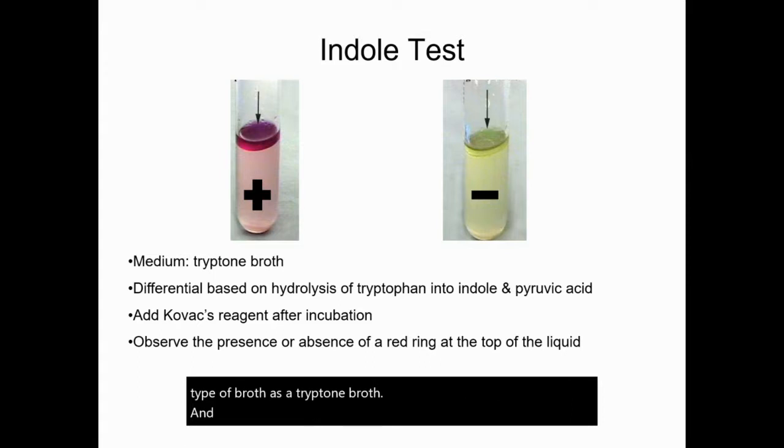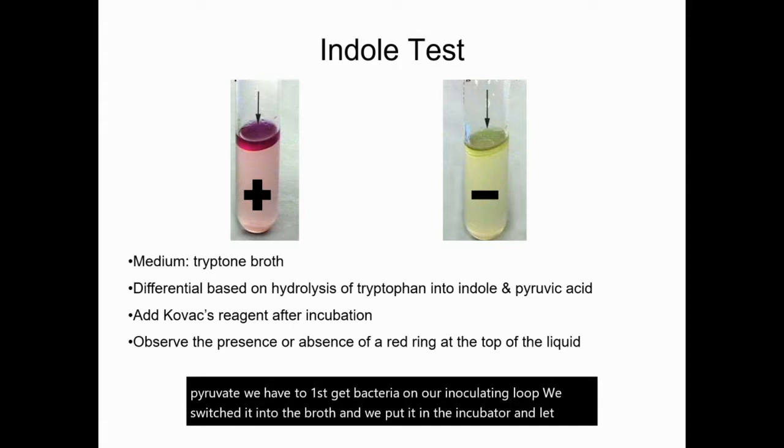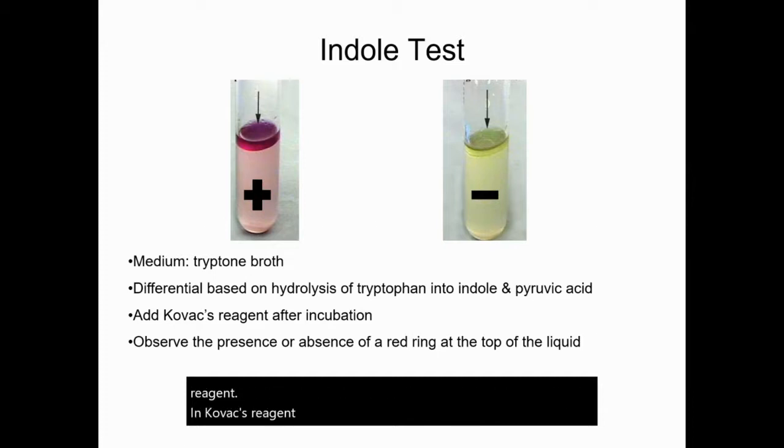And in order to tell if tryptophan was hydrolyzed into indole and pyruvate, we have to first get bacteria on our inoculating loop. We swish it into the broth and we put it in the incubator and let it incubate overnight. We come back the next day and we add Kovacs reagent. And Kovacs reagent specifically reacts with indole. So if indole is present, the Kovacs reagent will react with that indole and you'll see a pretty red ring at the top of the tube.